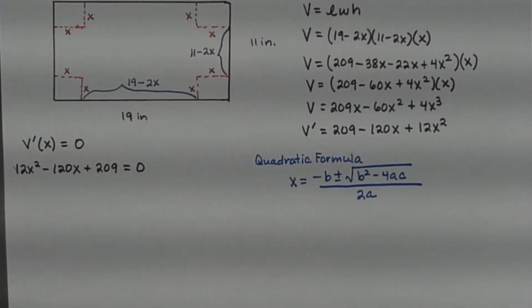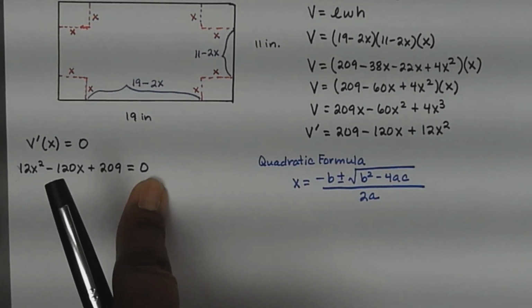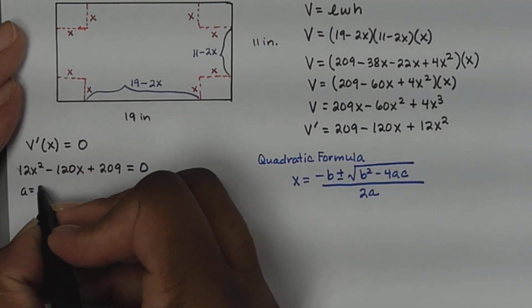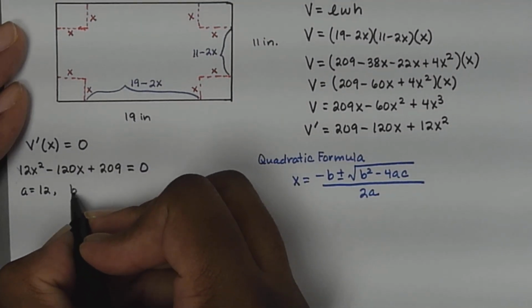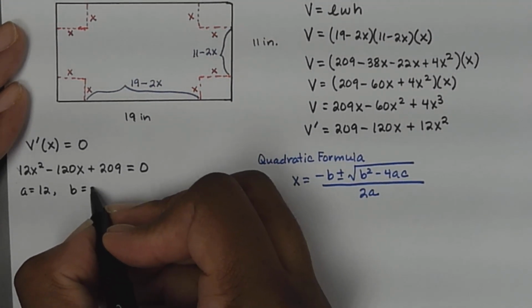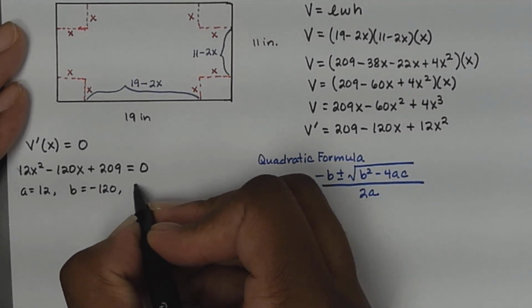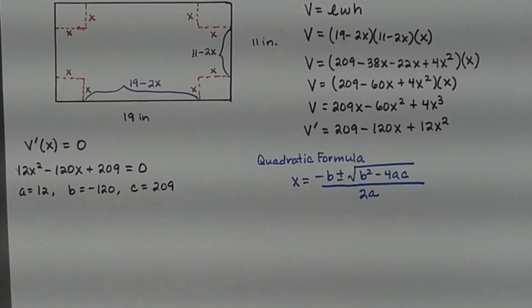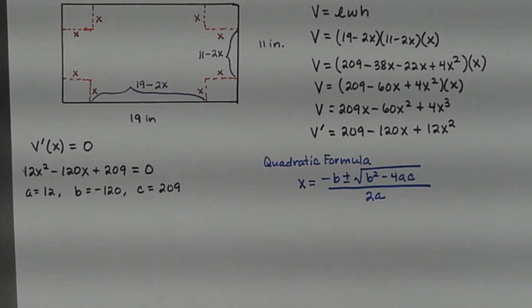That's what we're going to use here. In this case, it does have a 0 on one side, so I can identify a, b, and c. The a is the coefficient of your x squared term, that's 12. The b is the coefficient of x, that's negative 120. The constant term is 209. And I'll substitute a, b, and c into that quadratic formula.